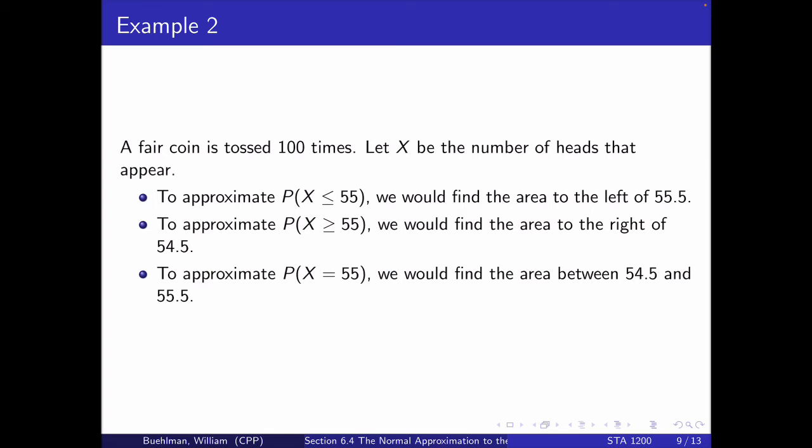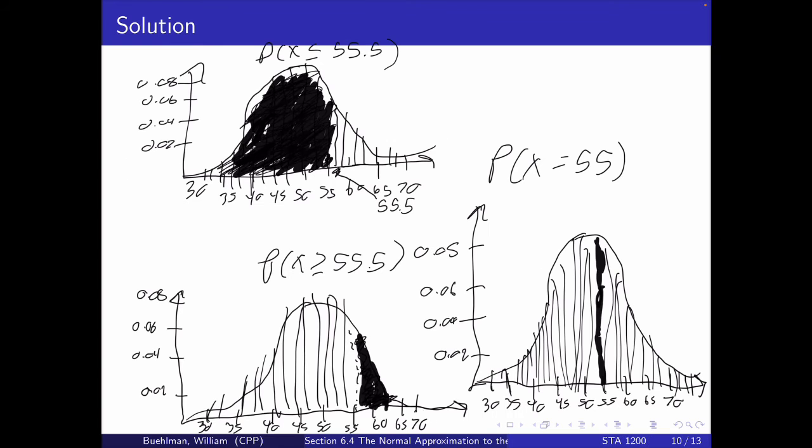Example 2. A fair coin is tossed 100 times. Let x be the number of heads that appear. We're going to do three things. To approximate the probability that x is less than or equal to 55, we would want to find the area to the left of 55.5. To approximate the probability that x is greater than or equal to 55, we would want to find the area to the right of 54.5. And to approximate that x is equal to 55, we would want to find the area between 54.5 and 55.5.